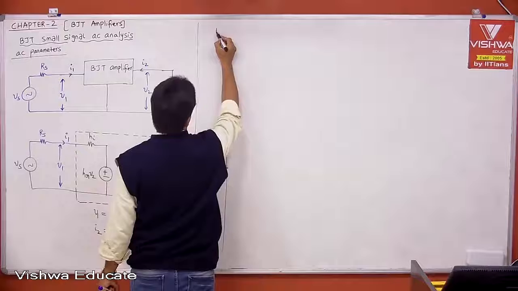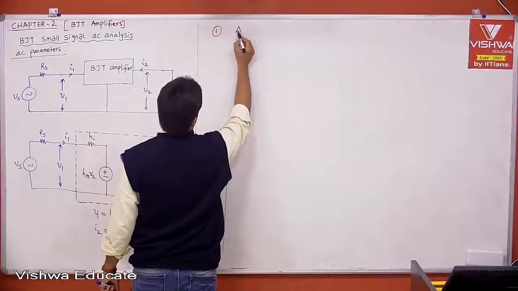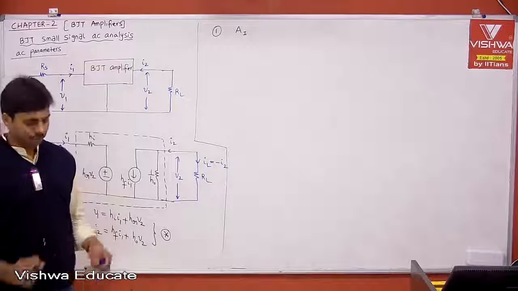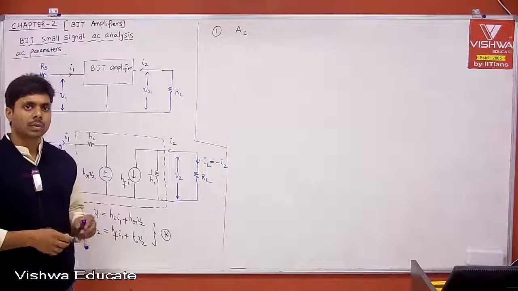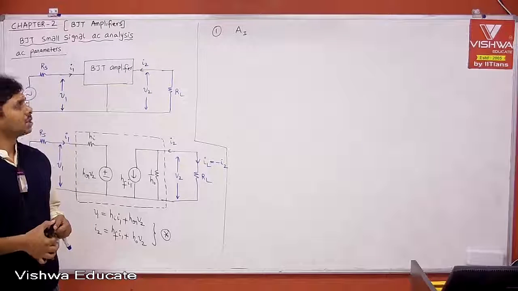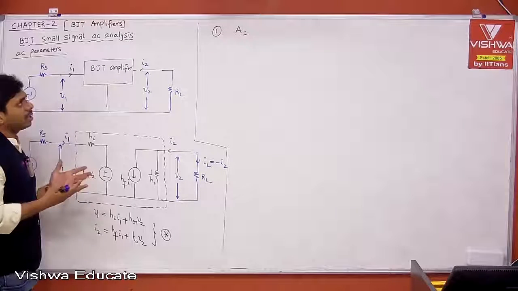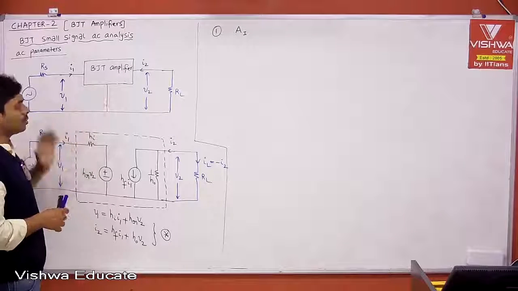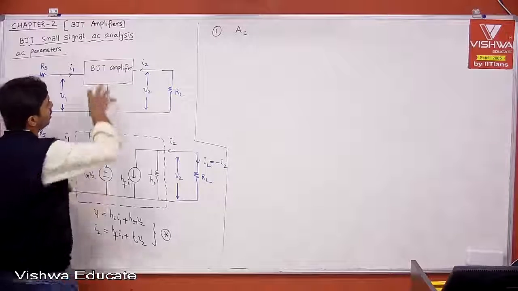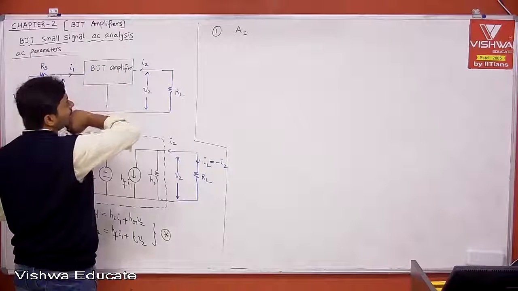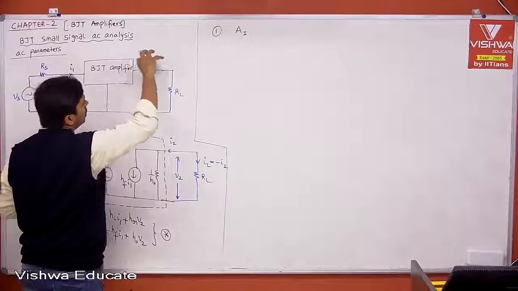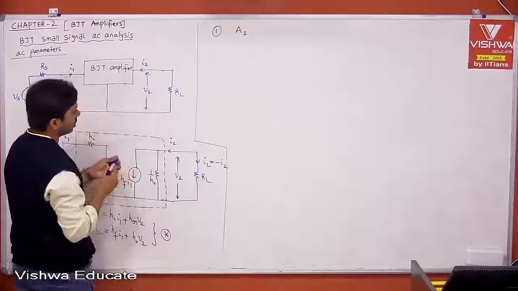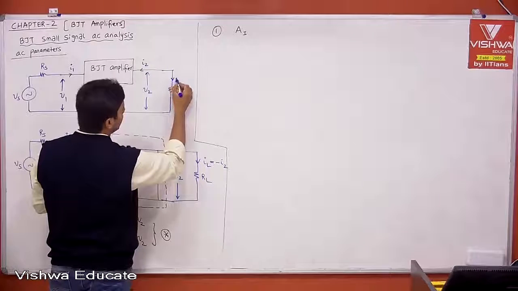Now the first one, current gain. Can anyone tell the definition of current gain? Current gain of your amplifier. That is what we are trying to define with respect to load and source. When I define the BJT amplifier current gain, it is the current the amplifier is giving to the load, that is nothing but your IL.